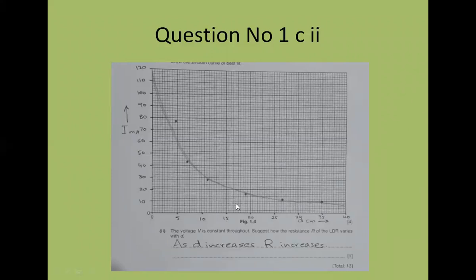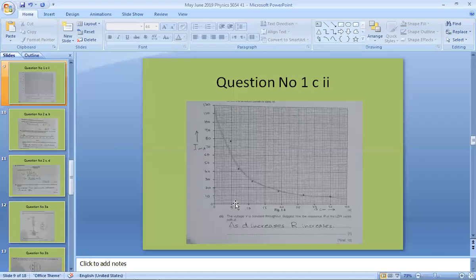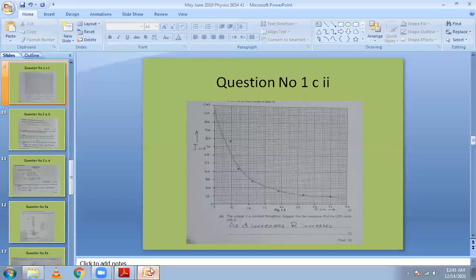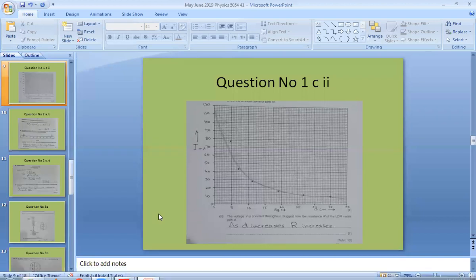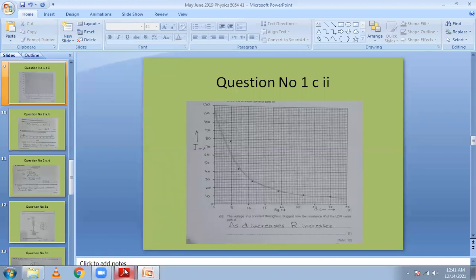Okay, if you look at this graph carefully, as the value of D is increasing, the value of I is decreasing. As the value of D is increasing, the value of I is dropping, which means that the resistance is increasing. So as D increases, R increases. So by this question, we are done with question number one.